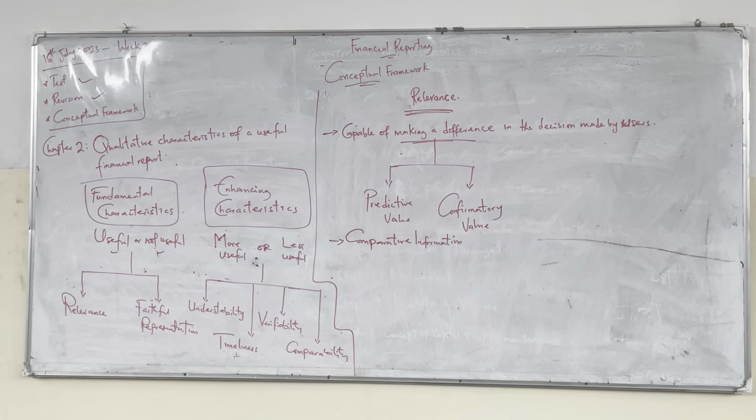Does anybody have any other idea? Okay, let me help you. Another idea is this: providing information about discontinued operations. What I'm saying is this: if you plan to discontinue a segment of your business or a branch of your business, you have to present that segment separately, separate it from other segments.